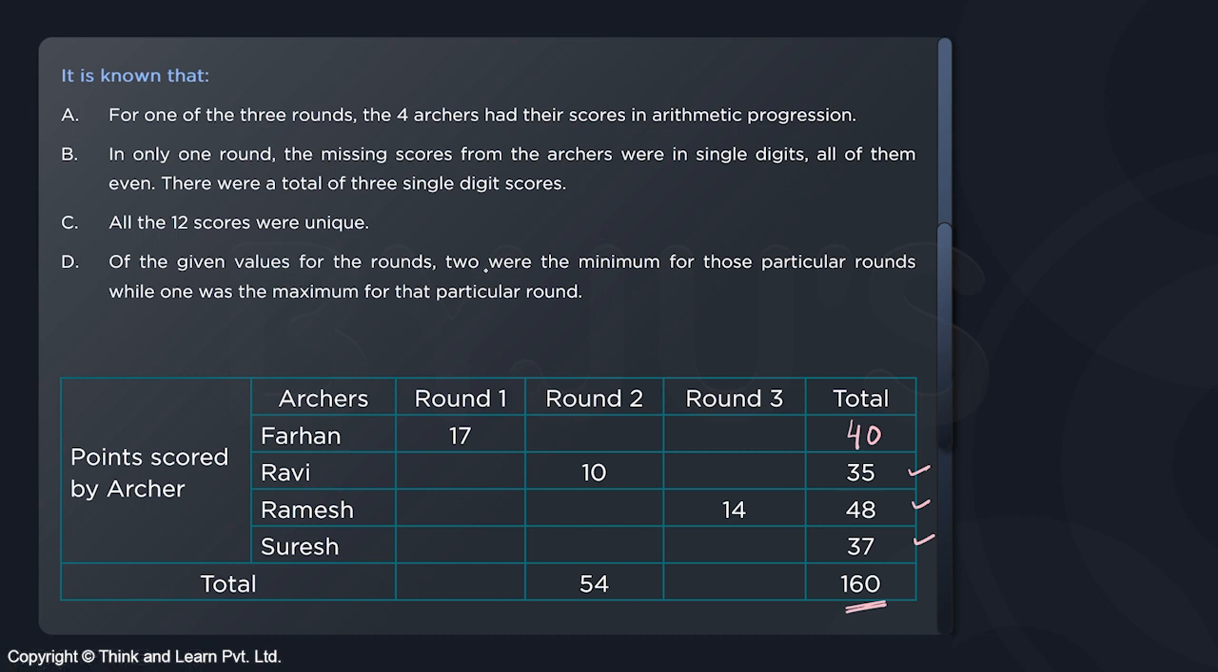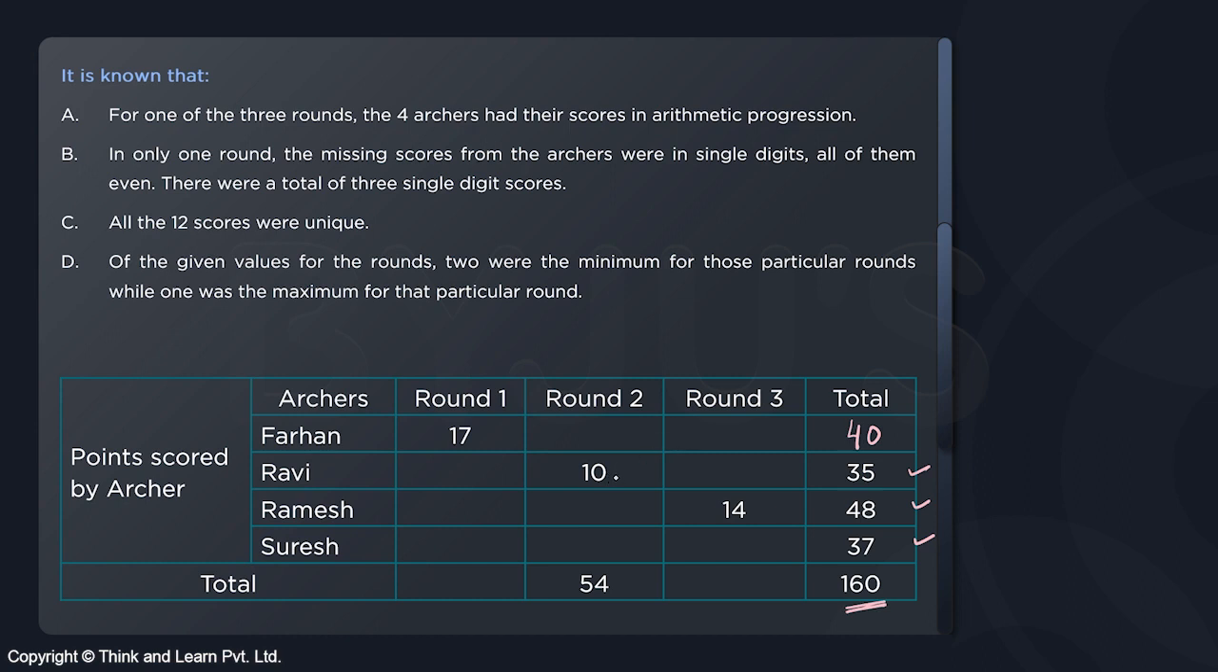Of the given values of the rounds, two were the minimum for those particular rounds, while one was the maximum for that particular round. So of all the given rounds, he says two values, that means 17, 10 and 14. Out of these three values, two of the values are the minimum for that particular round and one was the maximum for that particular round.